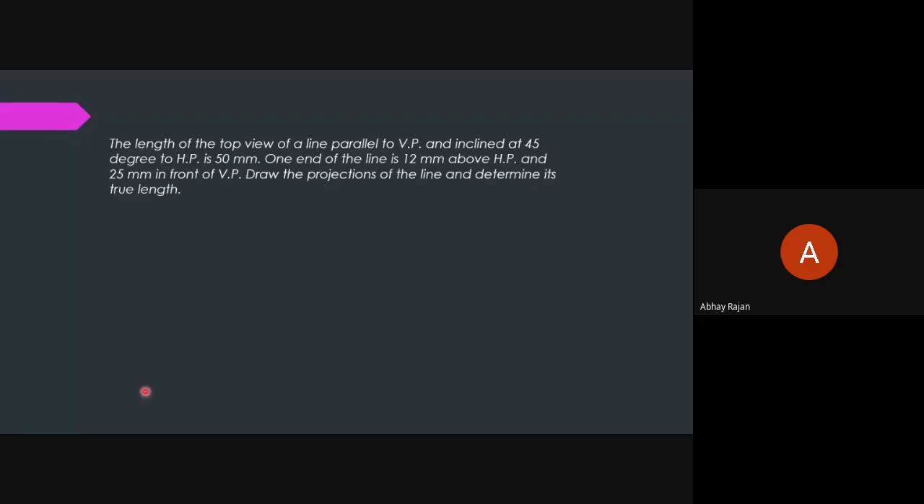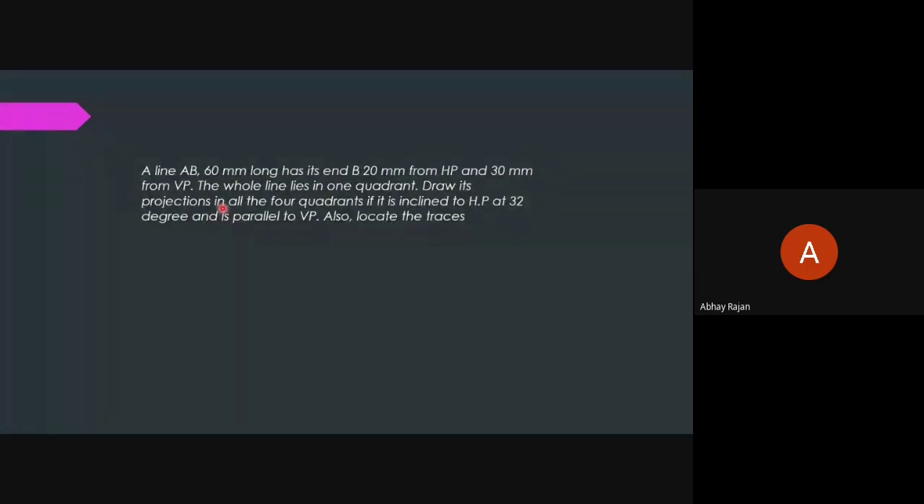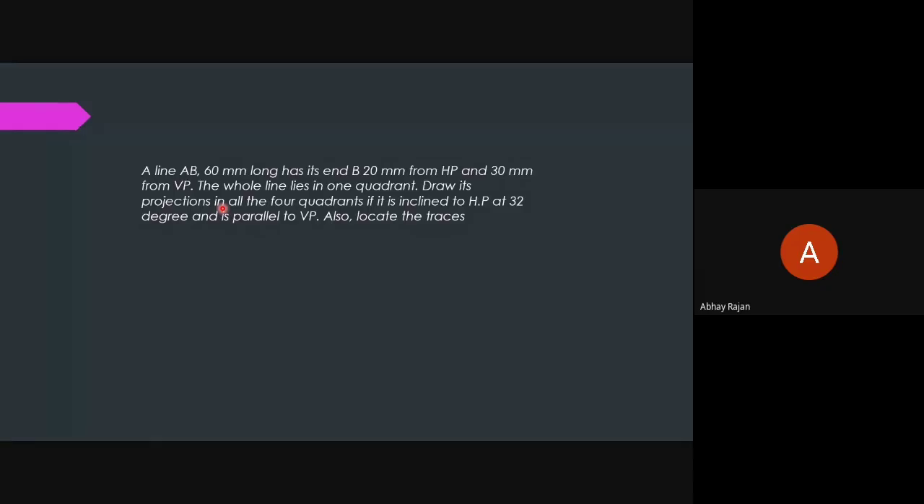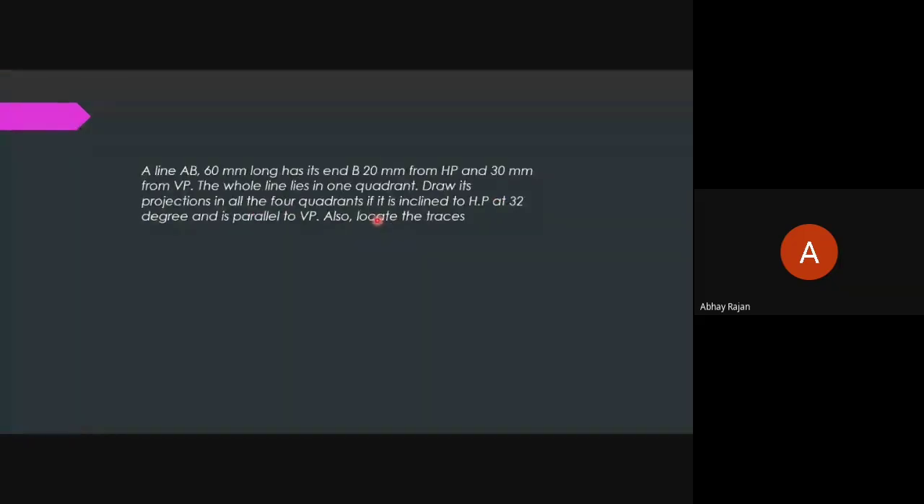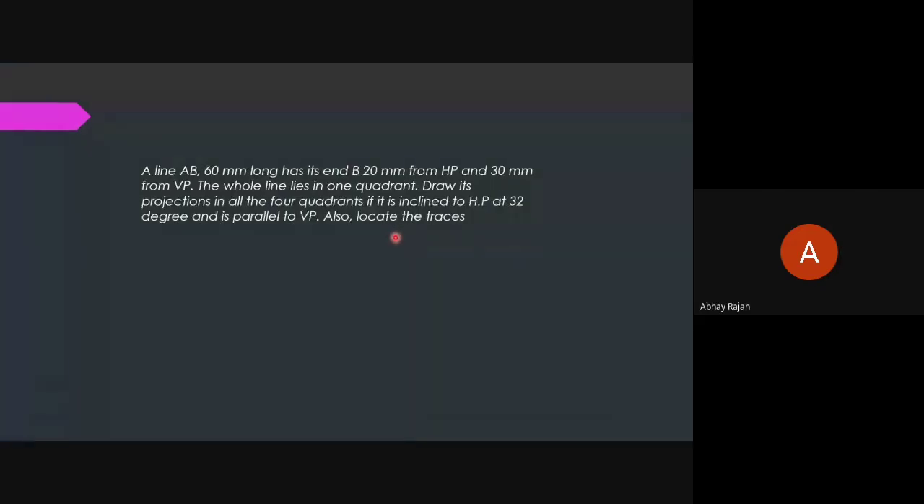So regarding the next question: a line AB 60 mm long has its end B 20 mm from HP and 30 mm from VP. The whole line is in one quadrant, so it's given. Then draw its projections in all the four quadrants. It is inclined to HP at 32 degrees and is parallel to VP. Also locate the traces.